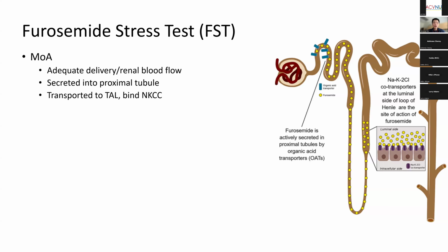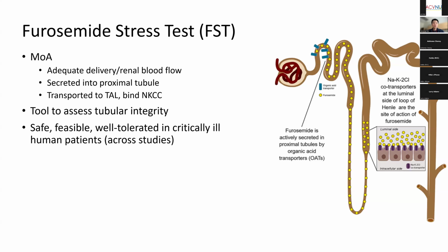nephrotoxins. Eventually the furosemide in the glomerular filtrate is carried through the lumen to the thick ascending loop, where binding to the sodium-potassium-2-chloride transporters in the apical membrane results in diuresis. So furosemide, which is filtered and secreted into the proximal tubule and carried all the way along to the thick ascending loop of Henle, is one of the markers that can assess the integrity of tubule function.